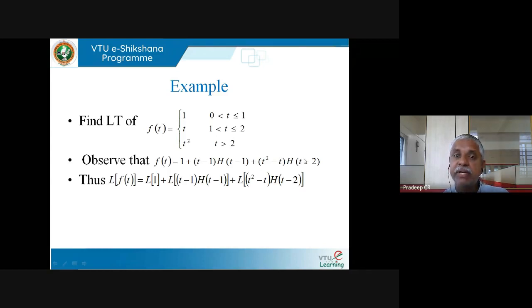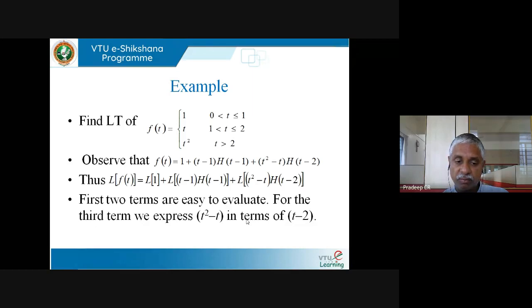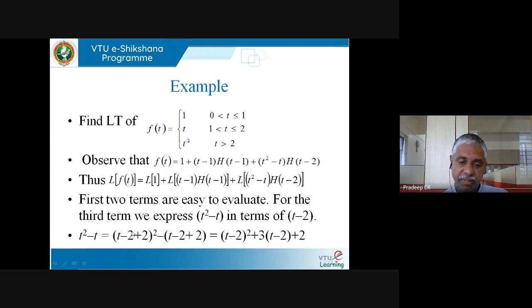f(t) and H(t-2), they are different arguments. I want the same argument. So what do I do? I write t square minus t in terms of t minus 2. How do I do that? I have done it here. You can see, this is what we want to do. So t square minus t, I basically replace t by t minus 2 plus 2. So I get (t-2+2) whole square minus (t-2+2). Evaluating that, (a+b) square, t minus 2 whole square, there's no square from here.